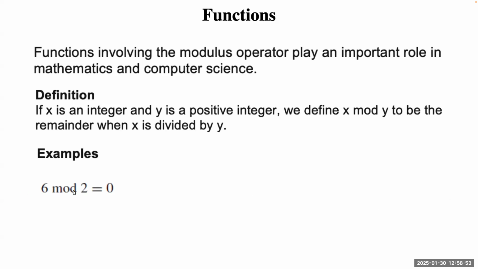So 6 mod 2 is 0 because 2 divides into 6 three times and there's no remainder. So if you have x mod y and y divides evenly into x, then the answer is 0. 15 mod 5 is also 0, same argument. 8 mod 12: if I divide 12 into 8, I have 0 times 12 is 0, 8 minus 0 is 8. So the remainder is 8.